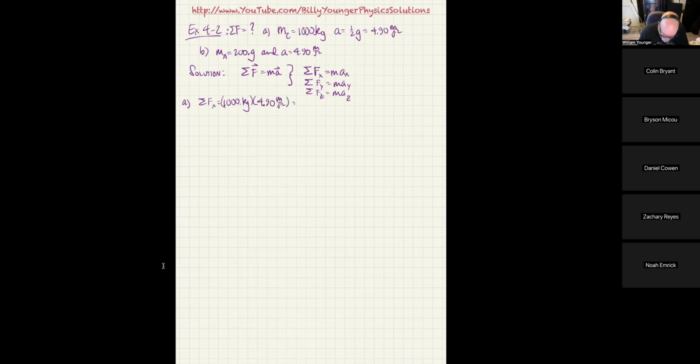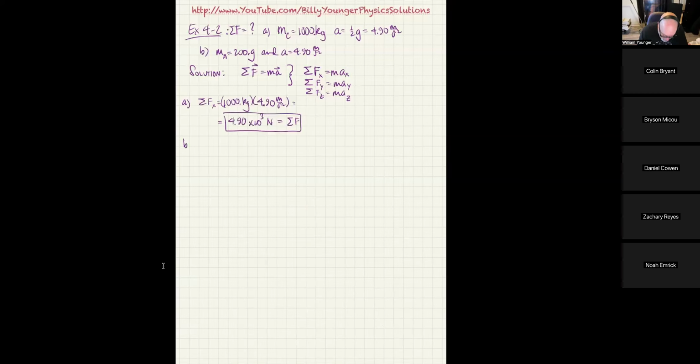When you multiply those two, you end up getting 4.90 times 10 to the third newtons is the net force. So that's 4,900 newtons.